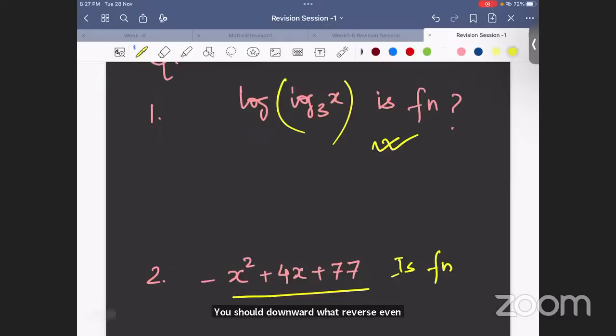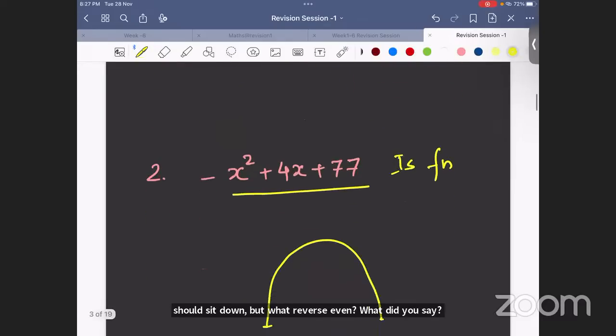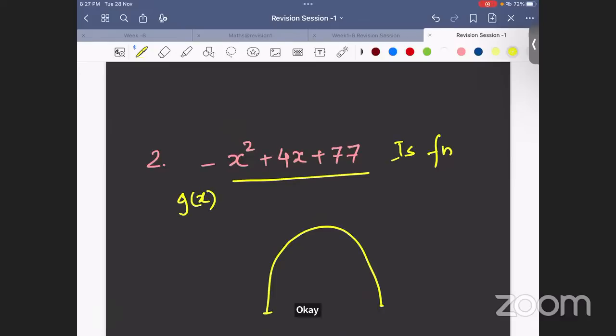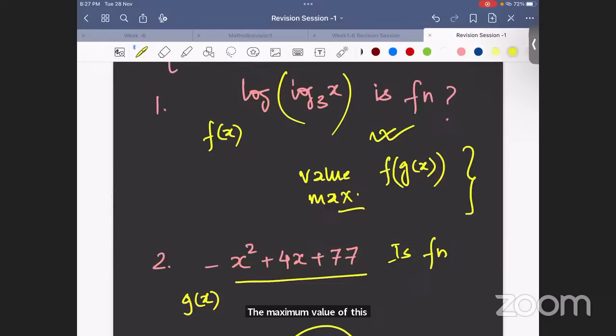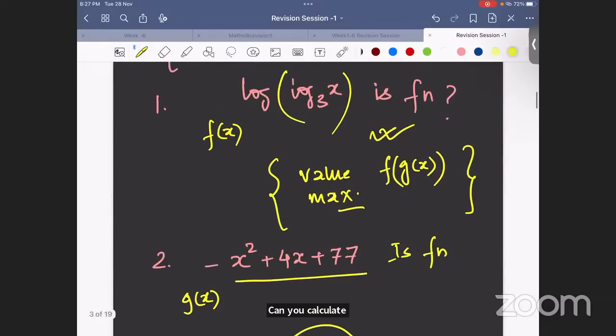Okay, one more thing. This is your f(x), and this is your g(x). Now tell me the value of f(g(x)), and the maximum value of this. Can you calculate? How did you calculate? Just tell me the procedure. First we'll calculate the maximum value of the quadratic, which is g(x). That is 2.